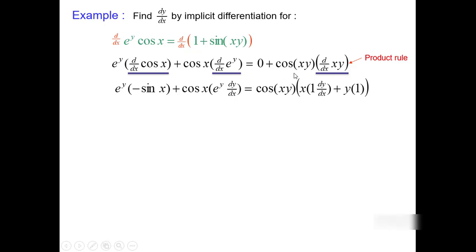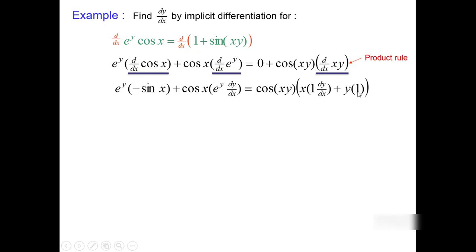And now we have cosine of xy times the derivative of xy. Now be careful with this one because we have to apply the product rule here as well, since this is a function of x times a function of y. So we get the first, x, times the derivative of the second. The derivative of y is 1 dy/dx. Now for the second part of the product rule, plus the second function, which is y, times the derivative of the first.